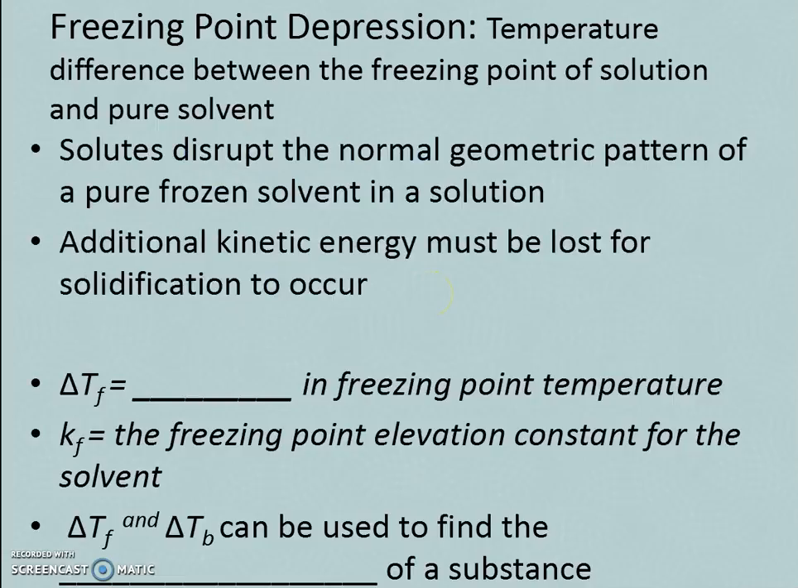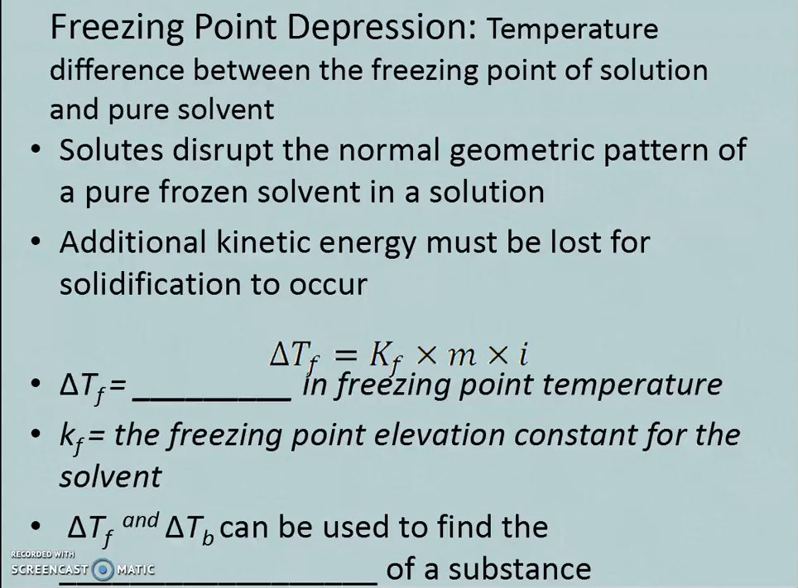All right, freezing point depression. We're almost done. Hopefully I can get these examples in. It is the temperature difference between the freezing point of a solution and a pure solvent. What happens is the solutes come in and disrupt the normal geometric pattern of a pure frozen solvent and keep it from becoming that nice pretty lattice. So it won't form the crystal lattice, and the solvent will actually stay in solution instead of crystallizing. Additional kinetic energy needs to be pulled out to allow solidification to happen.